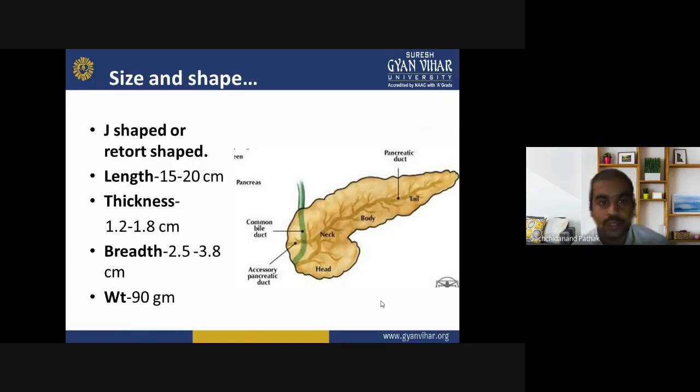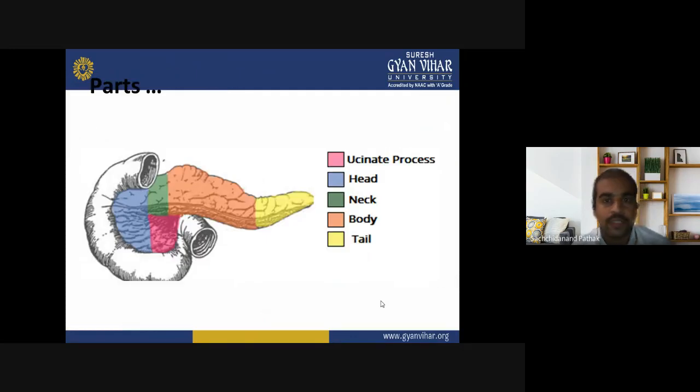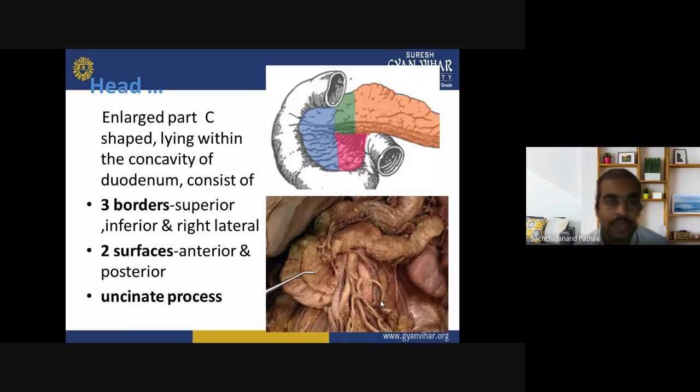J-shaped or retort-shaped organ, length 15 to 20 centimeters, thickness 1.2 to 1.8 centimeters, breadth 2.5 to 3.8 centimeters, and weight is 90 grams. Parts: uncinate process, head, neck, body and tail. Talking about the head, it is the enlarged C-shaped part lying within the concavity of the duodenum.